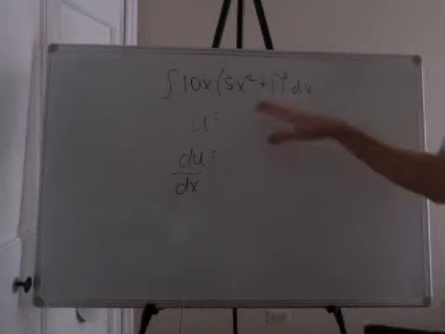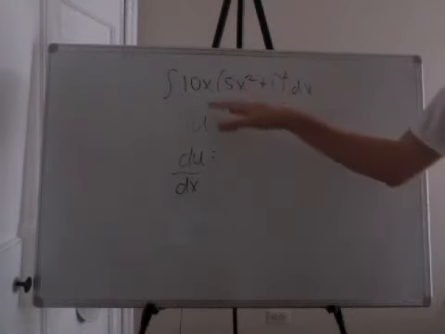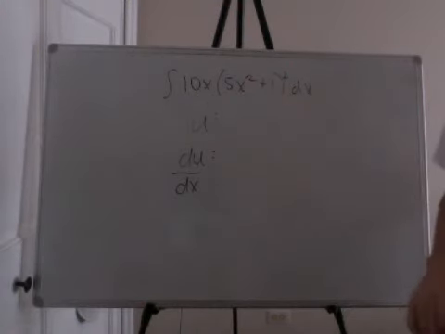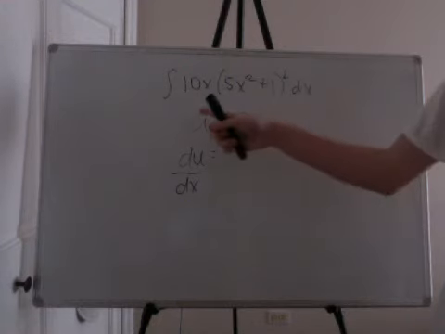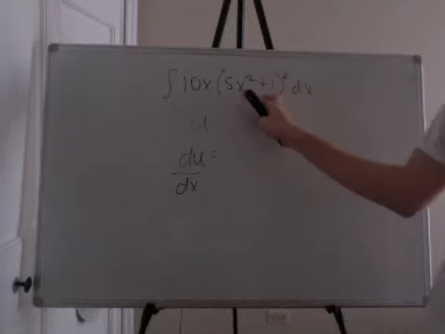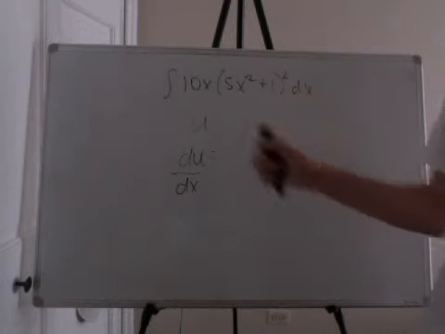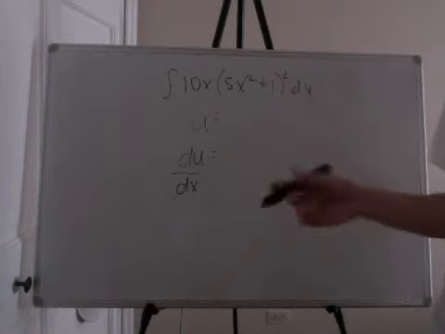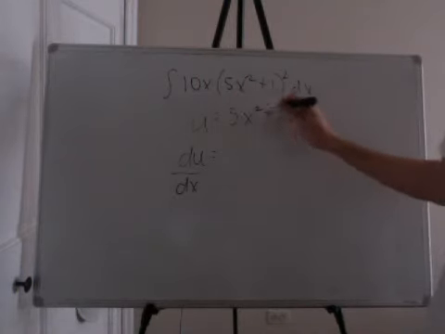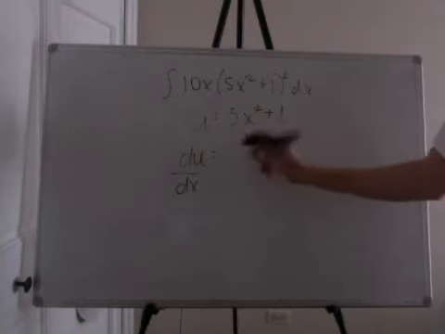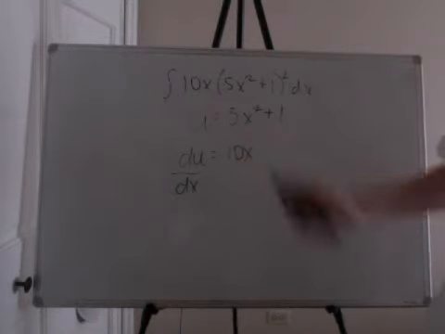So what part of this is the derivative of another part of this? Well, 5x squared plus 1, the derivative of that is 10x. You see that? The derivative of 5x squared plus 1 is 10x. That's a little suspicious, and you should already think, I'll just do U-substitution. So u equals 5x squared plus 1. Du would be the derivative of this, which would be 10x, right?